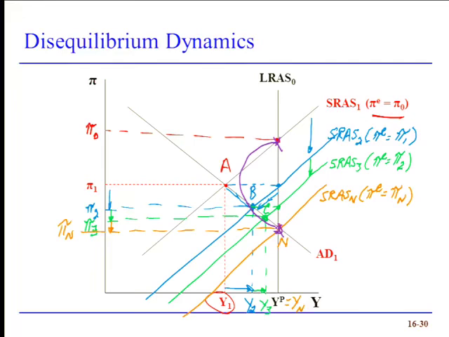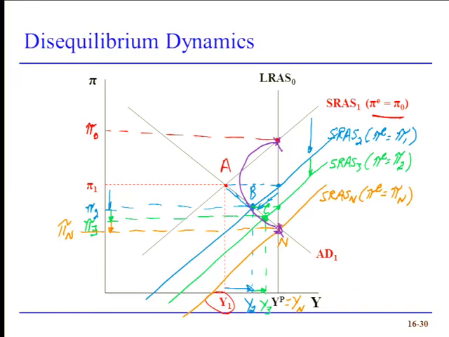Notice that the other thing that implies, the short-run aggregate supply curve will shift until it gets to that point. It's the short-run aggregate supply curve that is shifting, not the AD curve, not the long-run aggregate supply curve. It's the short-run aggregate supply curve that moves. It's an adjustment on inflation expectations that brings the economy back to general equilibrium.